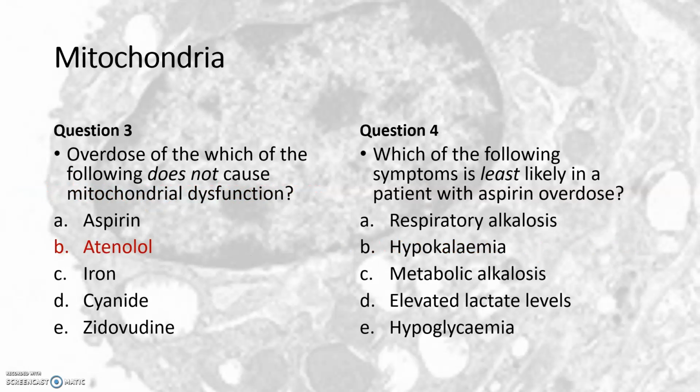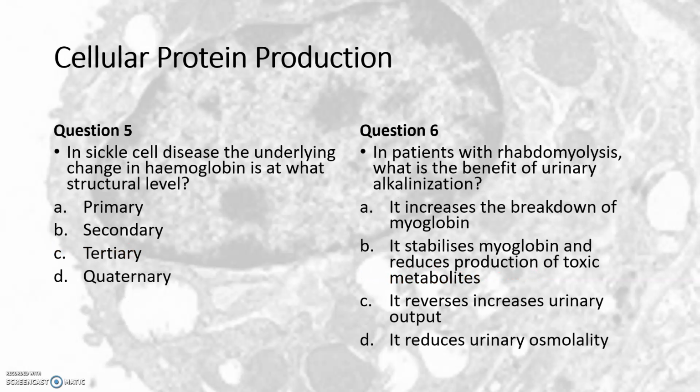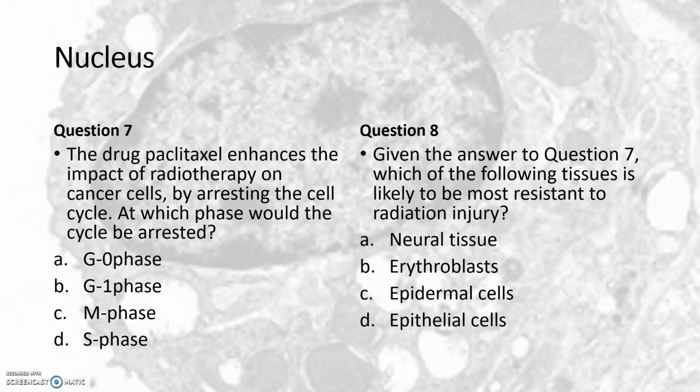What about the mitochondria? Well, ethanol overdose does not cause mitochondrial dysfunction, whereas the others do. And one of the symptoms least likely in a patient with aspirin overdose is metabolic alkalosis. The primary problem with sickle cell disease is at the primary protein structure level. In rhabdomyolysis, alkalization stabilizes myoglobin.